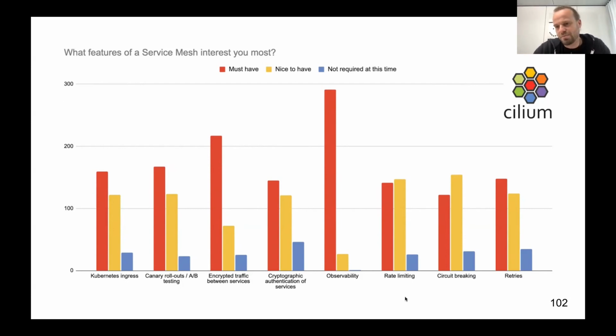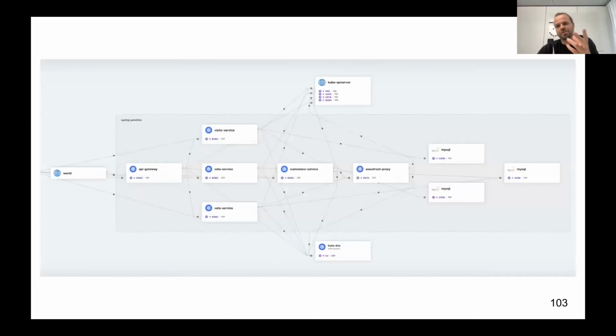And we see things that we've seen before, like rate limiting, circuit breaking, retries, routing, A/B testing, and all that. But to a big surprise, observability was actually the number one feature that people said, at least in that survey, they want to have from a service mesh. So this is the first thing they rolled out. They brought up a UI, which is called the Hubble UI. And this is the same underlying application where I used the Spring Pet Clinic.